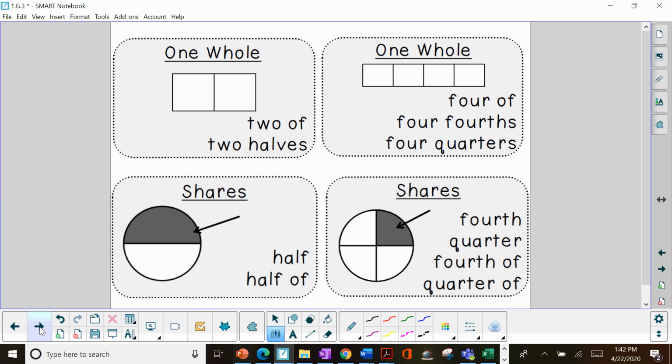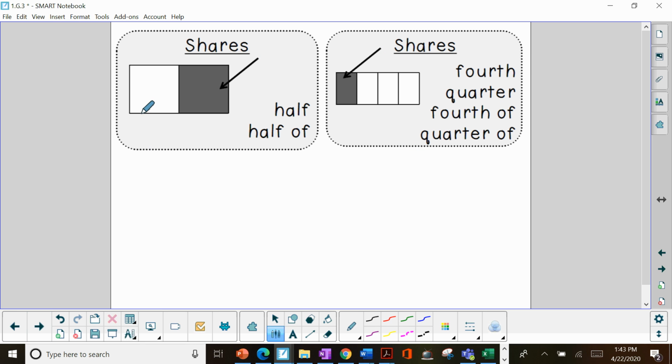All right, so here we have 1 whole. We have our two halves, 1 and 2, to make the one whole. And we have one whole, and we have 1, 2, 3, 4 fourths, or 4 quarters, to equal one whole. Notice all of these shares are equal shares. Same thing here. All of these are divided into equal size pieces.